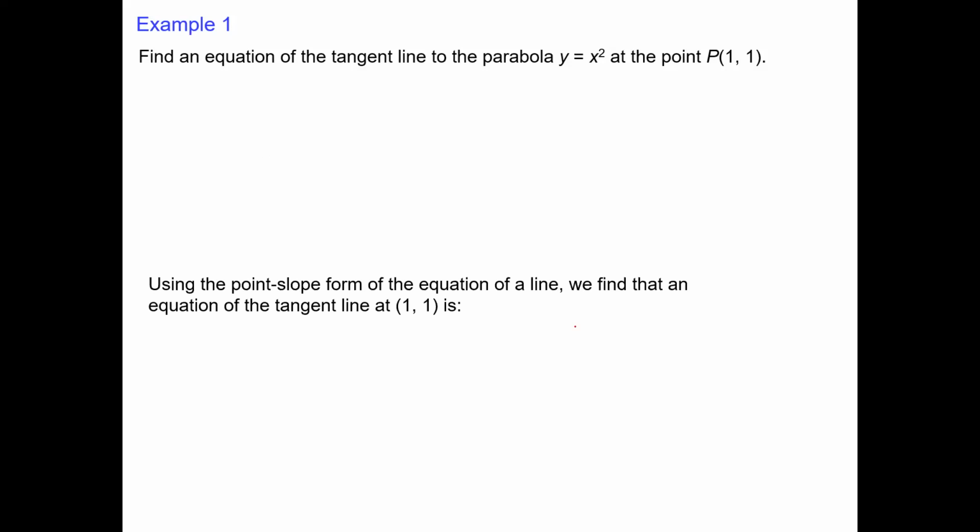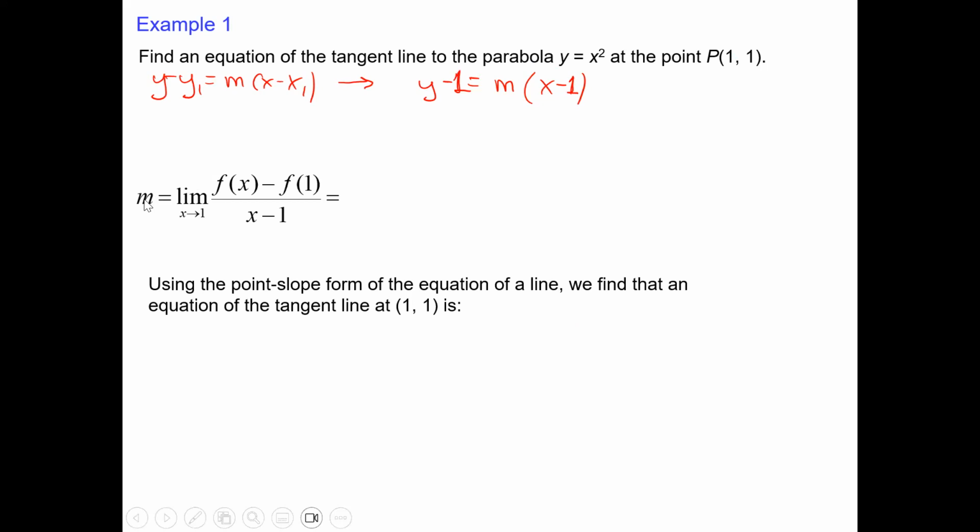Point slope form is the easiest form since the point is given, and the point is (1, 1). That means we have y1 and x1, but we will need the slope. So let's use the definition. Slope of the tangent line for this function is defined as a limit as x, the coordinate of Q, is approaching 1, the coordinate of P, of the difference quotient.